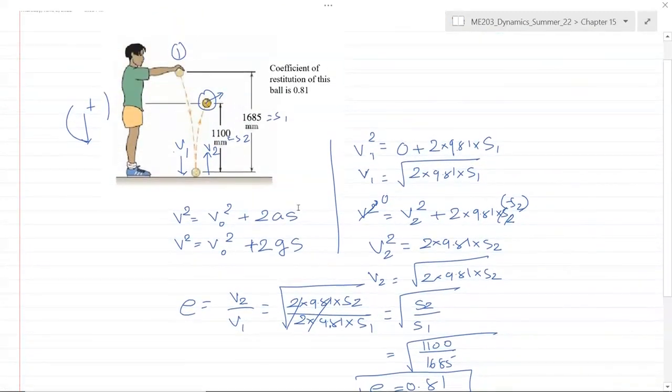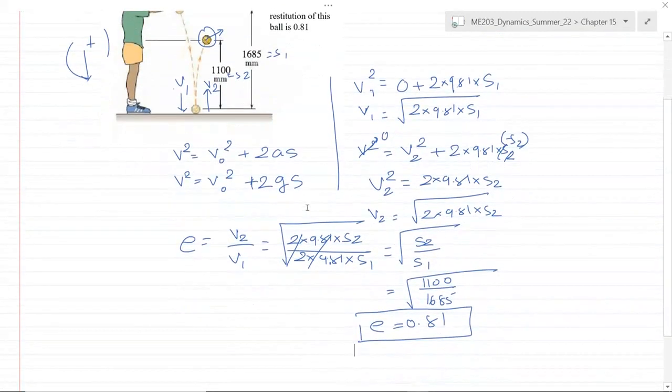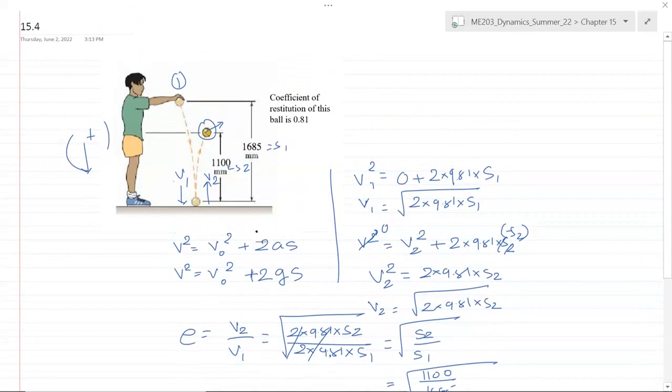So see how we have applied the kinematics equation to calculate the velocity of a particle or ball when it is dropped from a certain height and it hits the ground. In other words, a very simple definition of the coefficient of restitution of this ball is nothing but the ratio of velocity after impact to before impact. For this particular problem, it is the ratio of the height it bounces after impact to the height it is released from before impact.